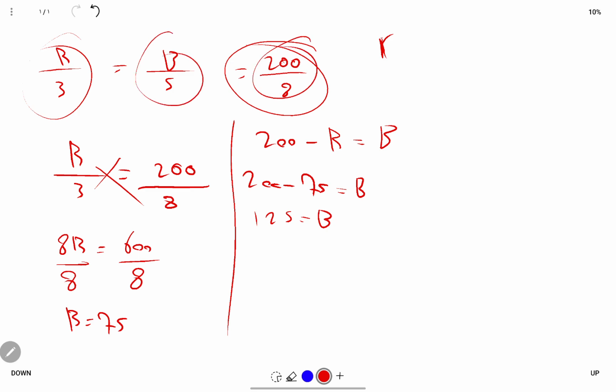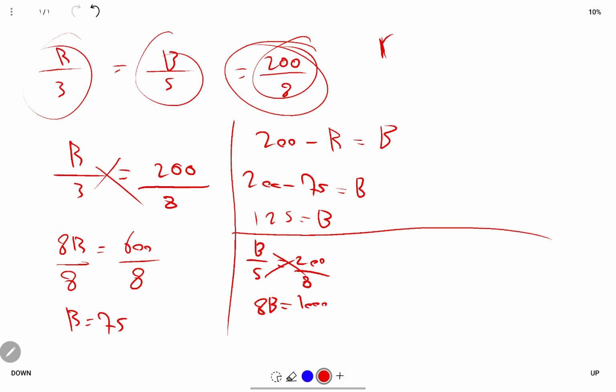This fraction is equal to this fraction, so b over 5 is equal to 200 over 8. Now we do cross multiply. 8b is equal to 1000, and we divide both sides by 8. So b, blue marbles, is equal to 125. So this is the final answer.